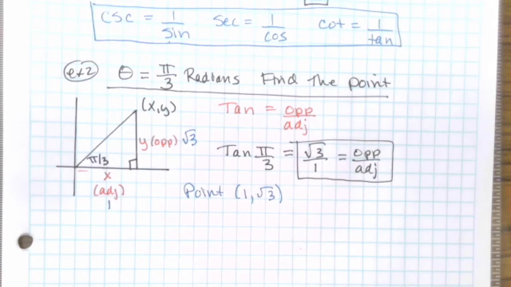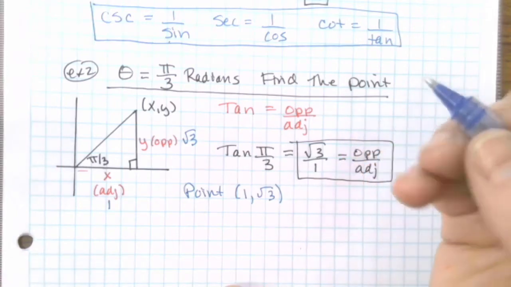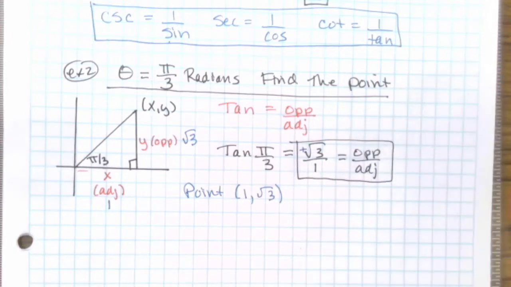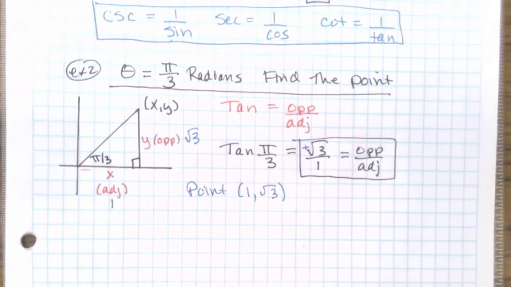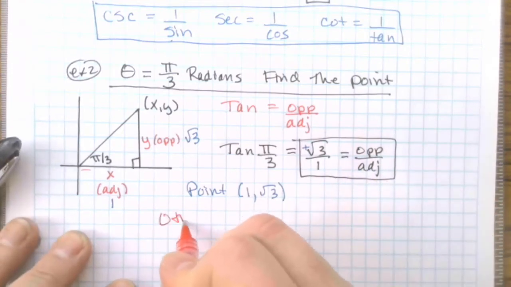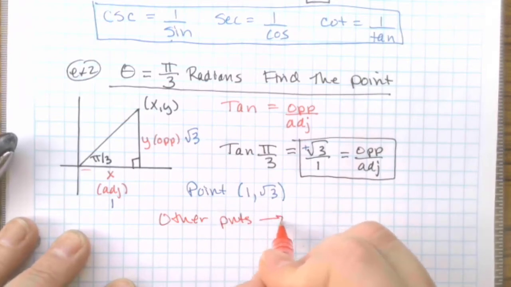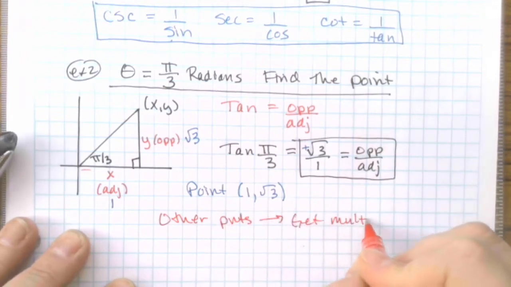Okay, so sometimes there are multiple points that are possible. What's important to realize is where tangent is going to give you positive values. But most of the time, they're just going to have you do the 1 point. 1 to the right, radical 3 up. If they ask you for multiple points that share that same ratio, so not just 1 point but others, remember that a ratio can always get multiplied. So if you need other points, you need to get multiples.